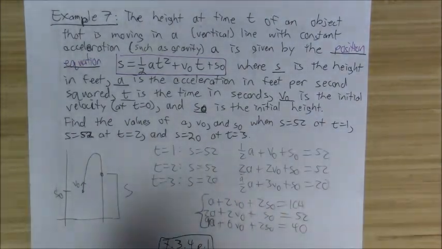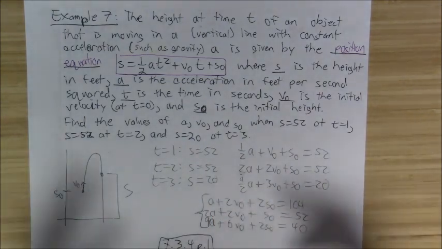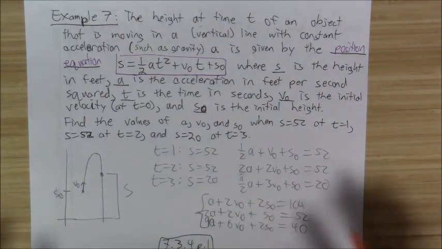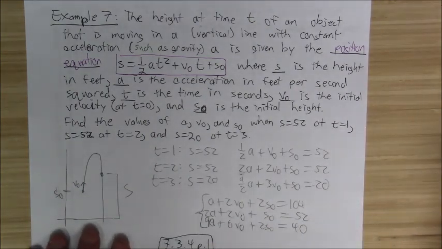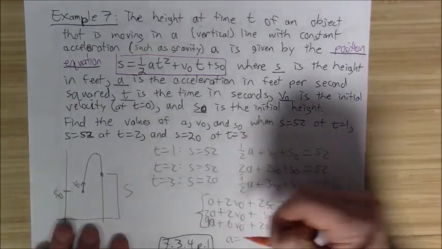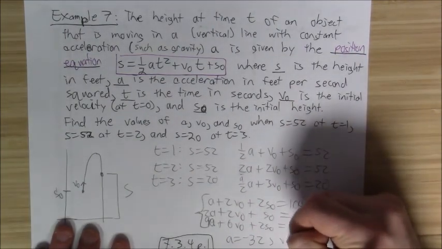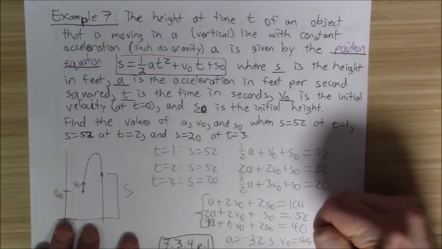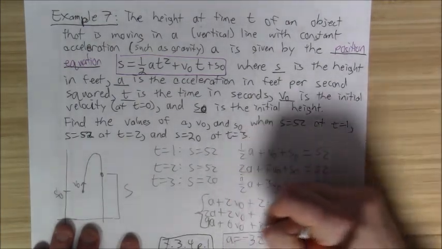If you go through, you can do your row operations and everything here, because A is like X, V0 is like Y, and S0 is like Z. Going through and doing your row operations, you'll end up with A equals negative 32, V0 equals 48, and S0 equals 20 when you solve that out.